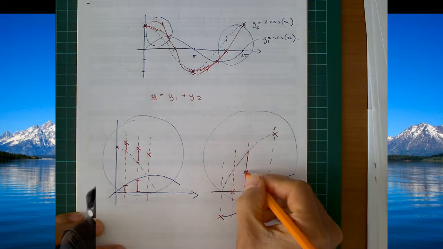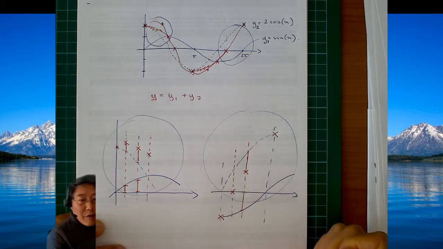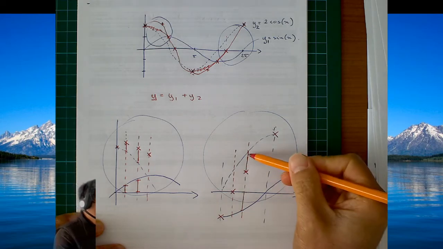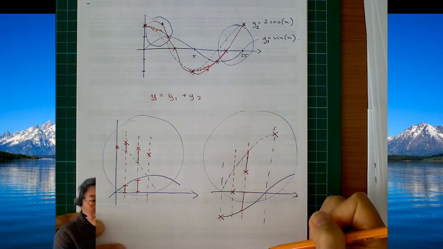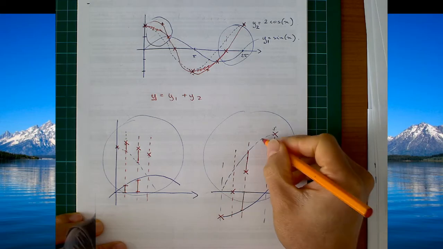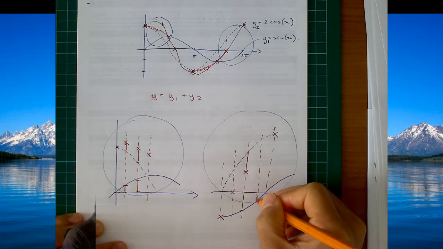Okay, so now the sum of the two is going to be here. That's how you graphically do the difference. So again, it's addition of ordinates, but here you have a positive coordinate and here you have a negative y. But again, I'm not using a ruler.